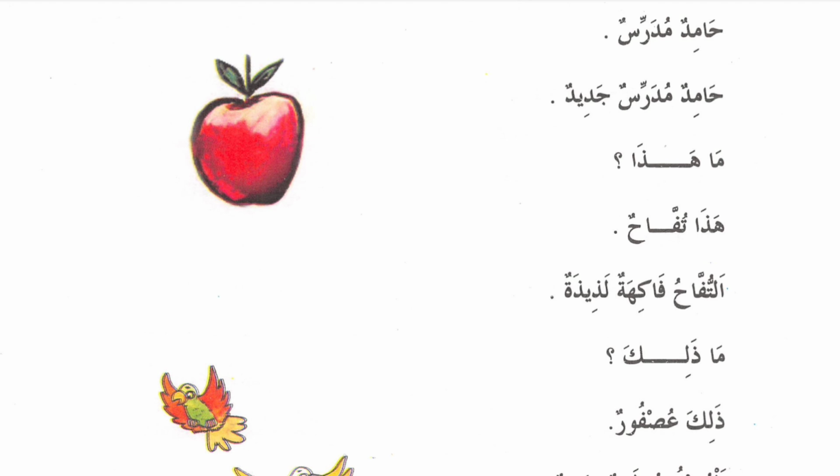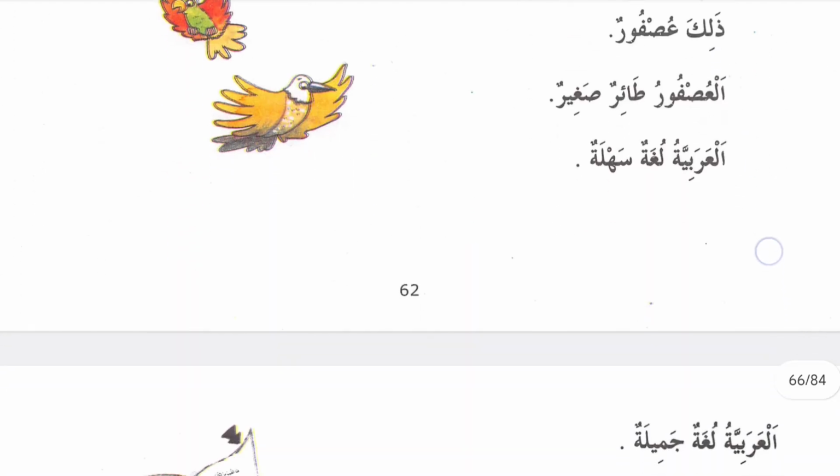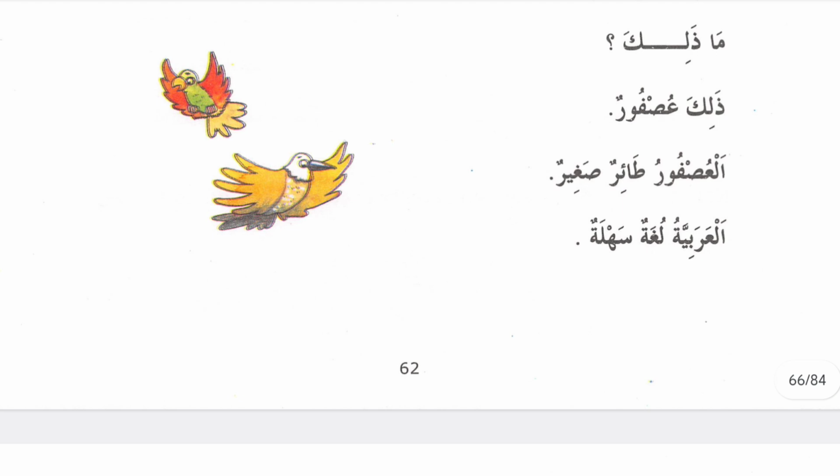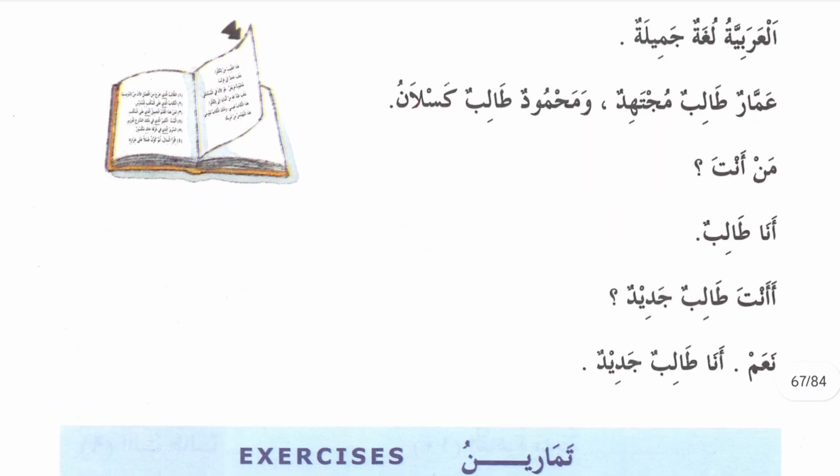Ma dhalik? What is that? Dhalika usfur. That is a sparrow. Al-usfur ta'irun saghir. The sparrow is a small bird. Al-arabiyyatu lughatun sahla. Arabic is an easy language. Al-arabiyyatu lughatun jamila. Arabic is a beautiful language.